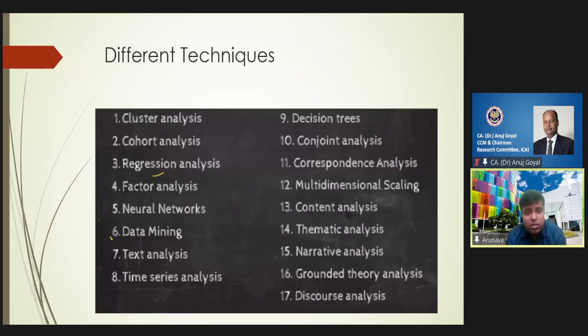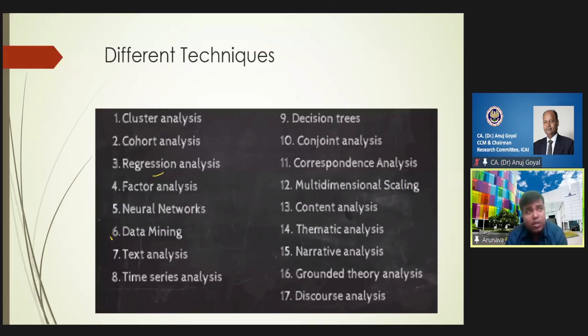So I said the basis remains the same, but their application changes. So these are different techniques that can be used. And the last ones that you're seeing, content analysis, thematic analysis, narrative analysis, grounded theory, discourse analysis, these are all qualitative data analysis. So you can do topic modeling. If you have a large amount of qualitative data, you can use it for topic modeling. You can use it for thematic analysis.